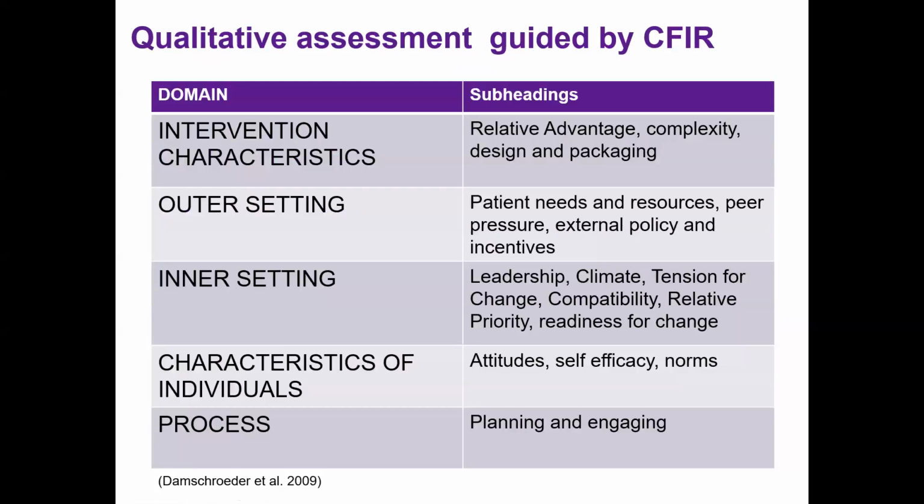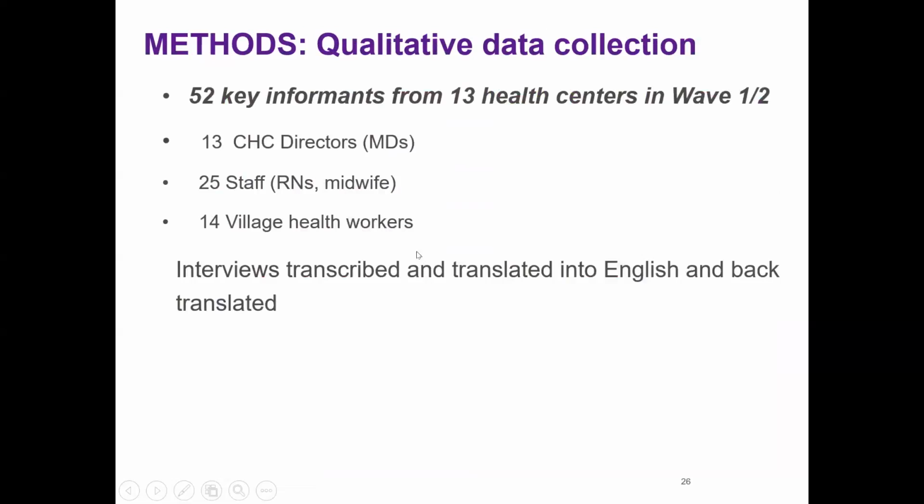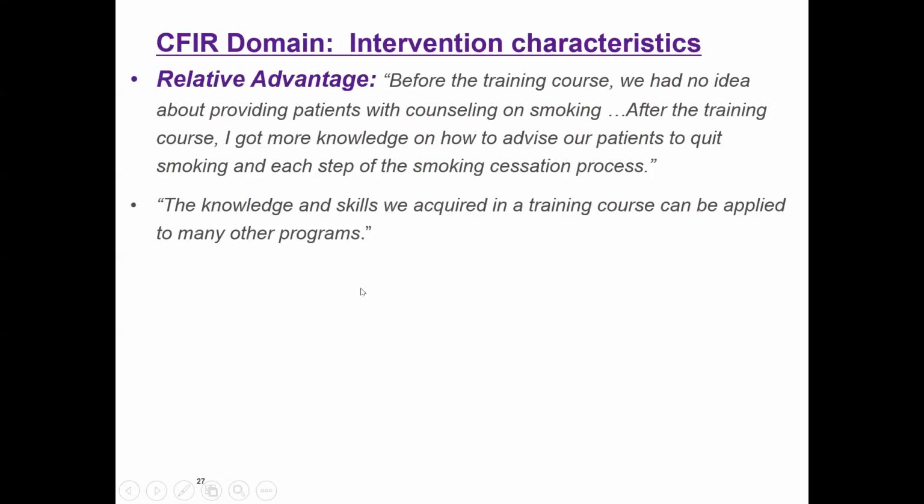In this setting in particular, since we don't know if our quantitative survey tools are really perfect yet, the qualitative data is really critical. The interview guide was guided by these constructs, and there were 52 key informants. This is just some examples. I don't have a lot of time, so I don't want to bore you with the details.